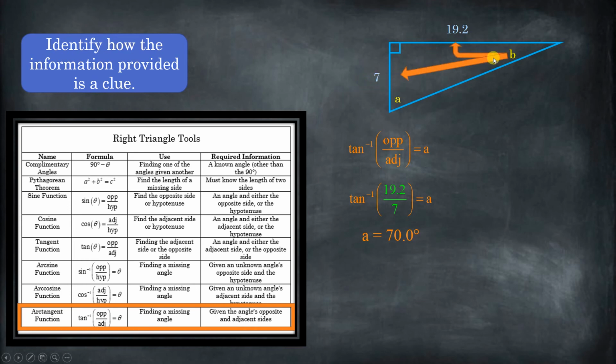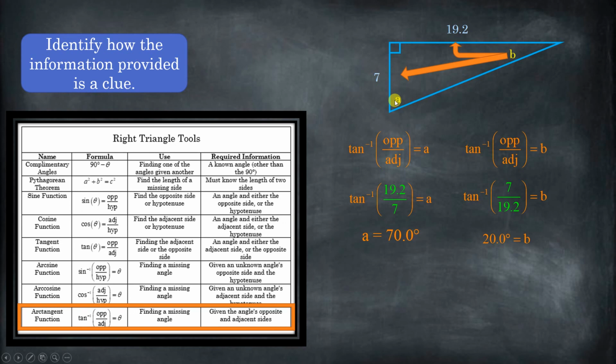So what we have is we have adjacent, we have opposite for angle B, and so opposite over adjacent, this time is going to be opposite is 7, adjacent is 19.2. Plug it into your calculator, you're going to get 20 degrees rounded to 3 significant figures. Now here, you should be able to realize that this side is much smaller than this side. 7 is much smaller than 19, so therefore the angle B should be a lot smaller than the angle A.